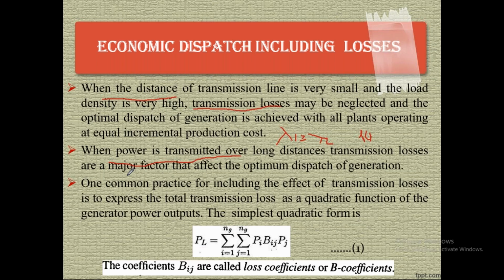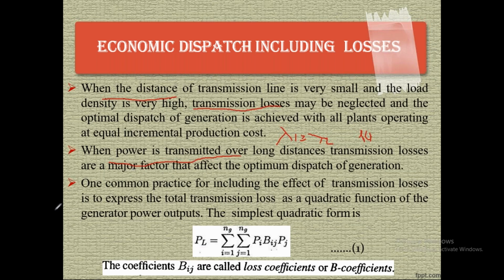Now, in this case, we are including the losses and finally finding what power generation is needed to meet the load demand by including the losses. That is our main agenda in this derivation. Now let me go one by one.